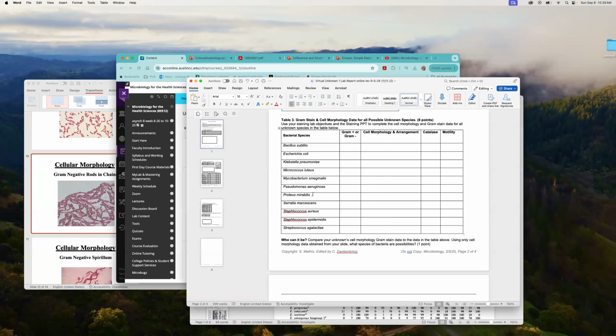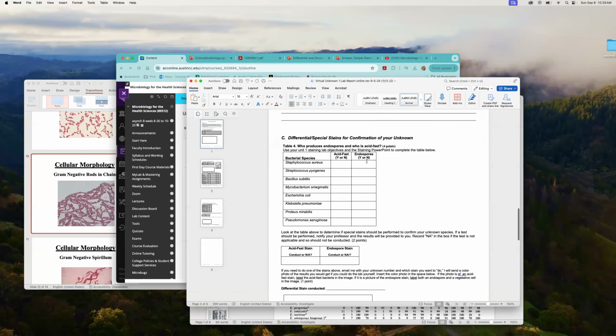Now, what if you can't find something here? As a last resort, you can go online and look for things. You can look at the American Type Culture Collection, and you can look at microbiology sites. And actually, some of these might be in some of the videos you're going to look at, looking for cell morphology, catalase, and motility.